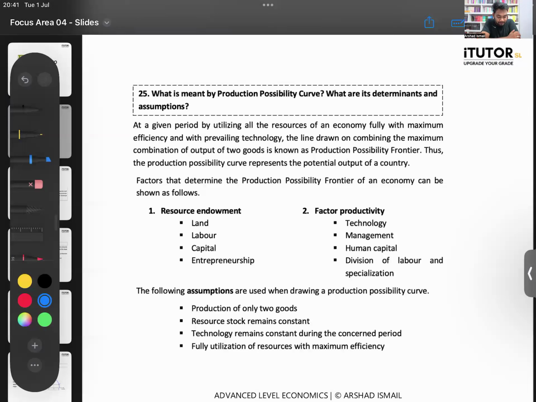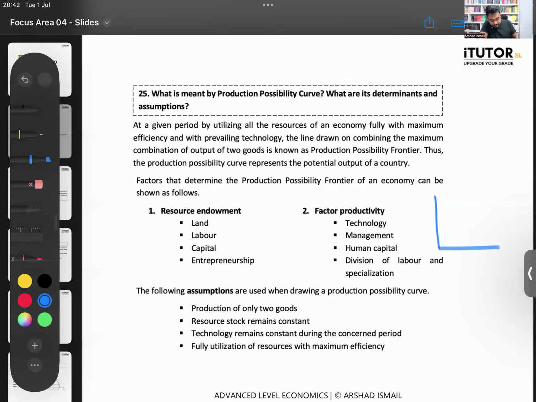What is this PPC? What are the determinants and what are the assumptions of a PPC? So what is a PPC? A production possibility curve, we can call it a PPC, a PP, production possibility boundary, production possibility frontier, right? Different names you give it. What is it? It's a line that is drawn to show the different combinations of two goods a country can produce. So a PPC is a line. Right? So this line could be a straight line and all of it. We'll talk about the shape of the line later.